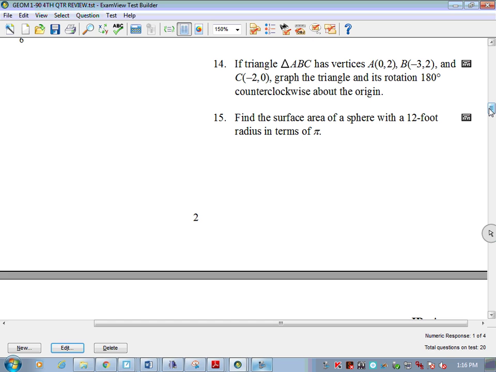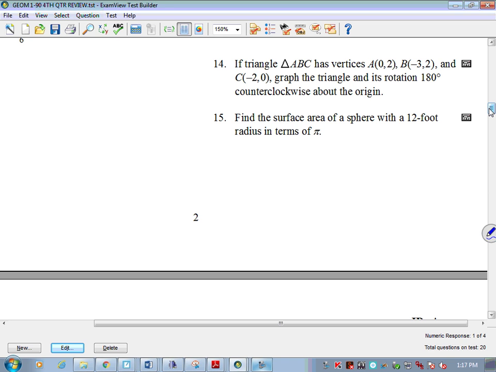If triangle ABC has vertices 0, 2, negative 3, 2, and negative 2, 0, graph the triangle and its rotation 180 degrees counterclockwise about the origin. We don't really need to do that, but what I do want to know is, what are the new coordinates? What happens whenever I rotate something 180 degrees? What happens to the x and y values?